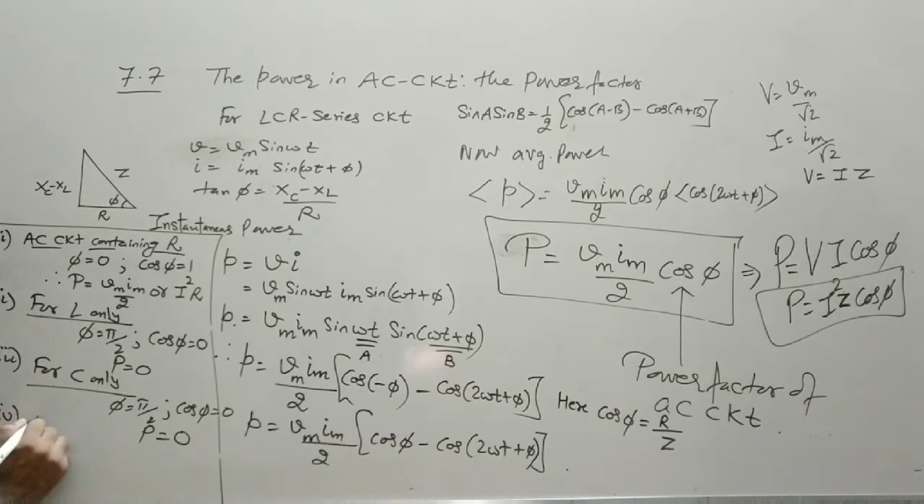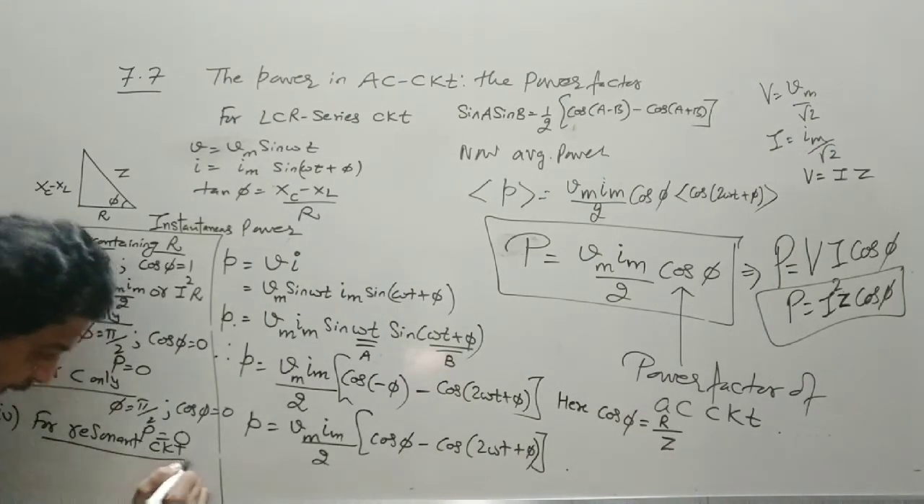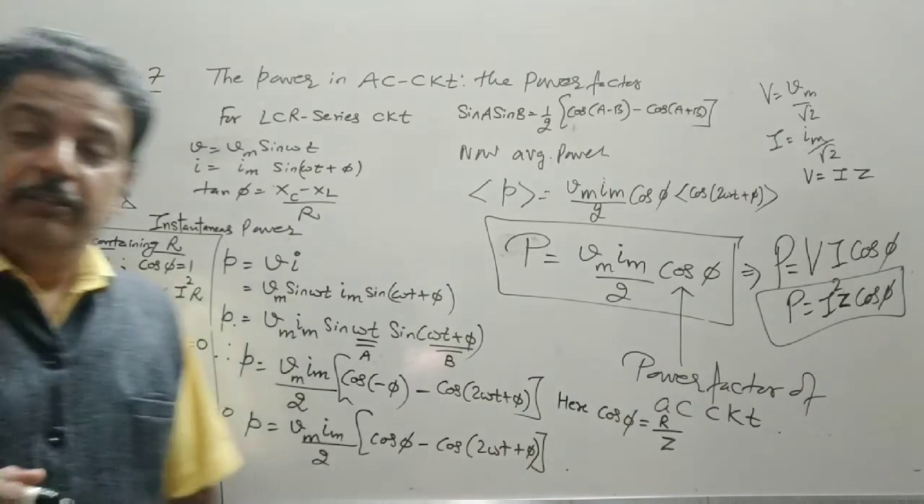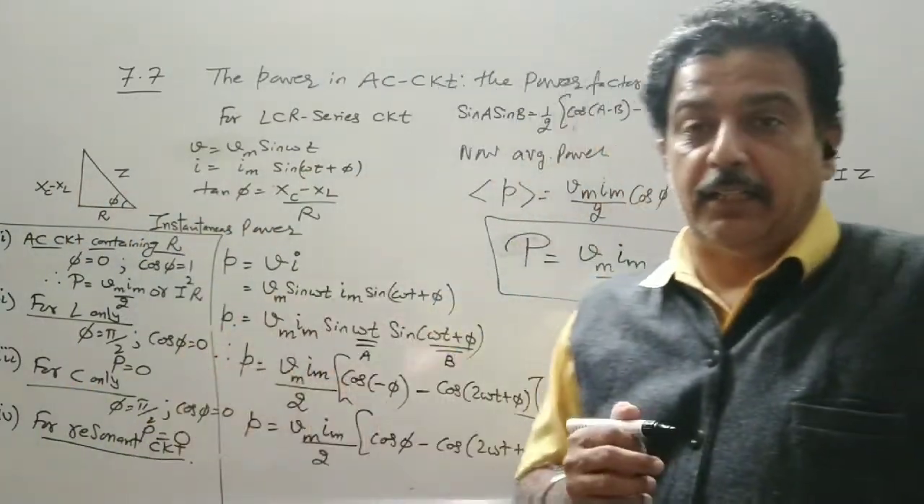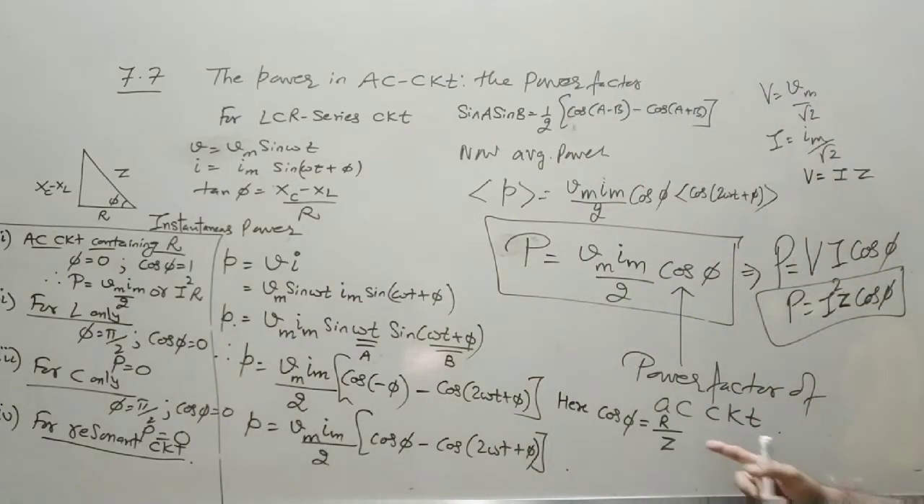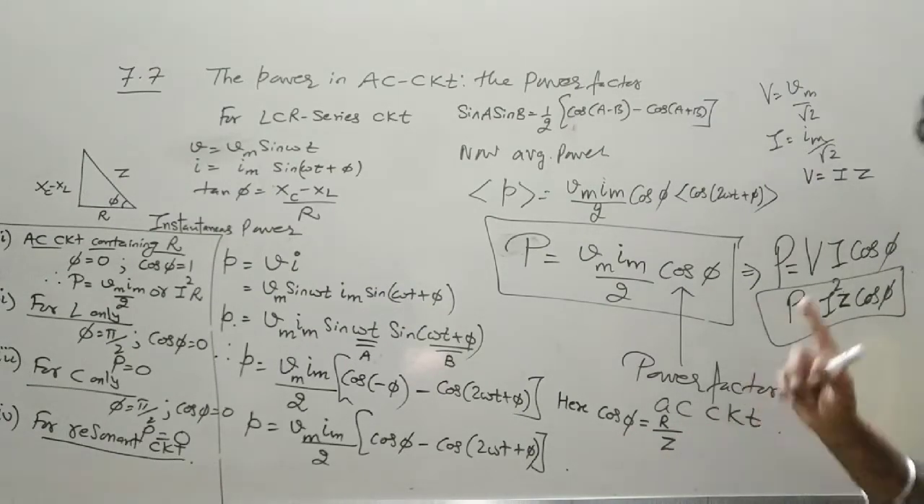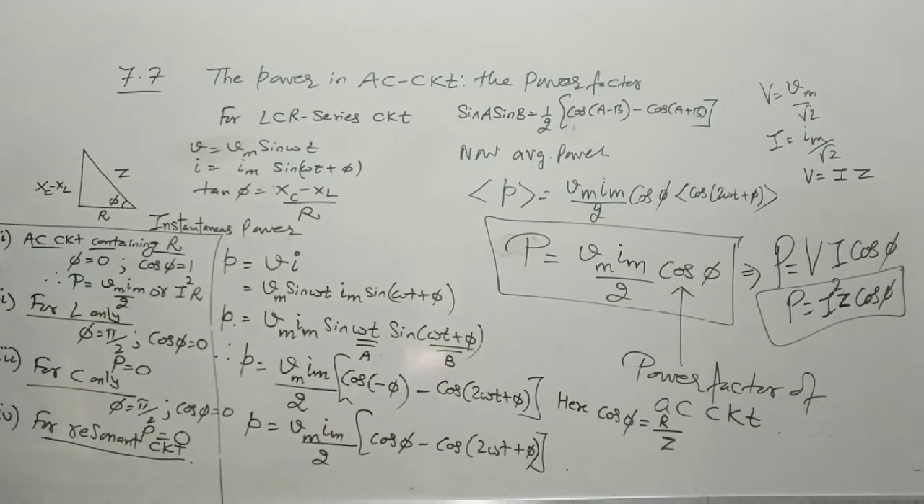Now we come to a resonant circuit, which is important. What happens at a resonant circuit? XL is equal to XC. In that case, we have only R, because XL was equal to XC. So Z becomes equal to R. So cos phi is equal to R upon R, that is 1. So for a resonant circuit also, phi is equal to 0, or you can say the power factor is 1. How do we get this power factor to be 1?